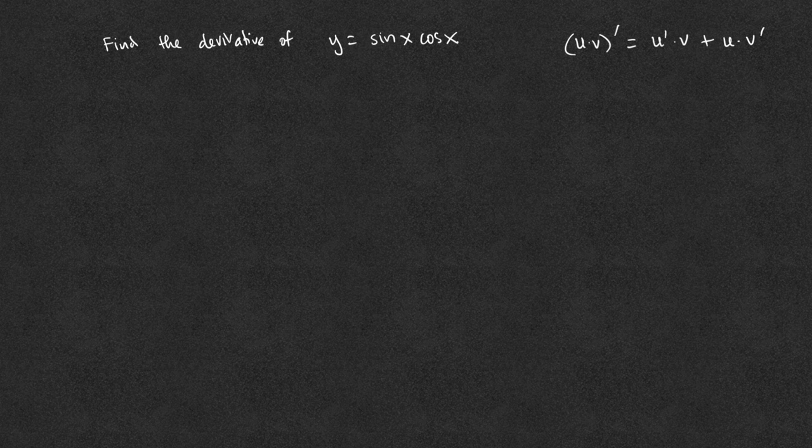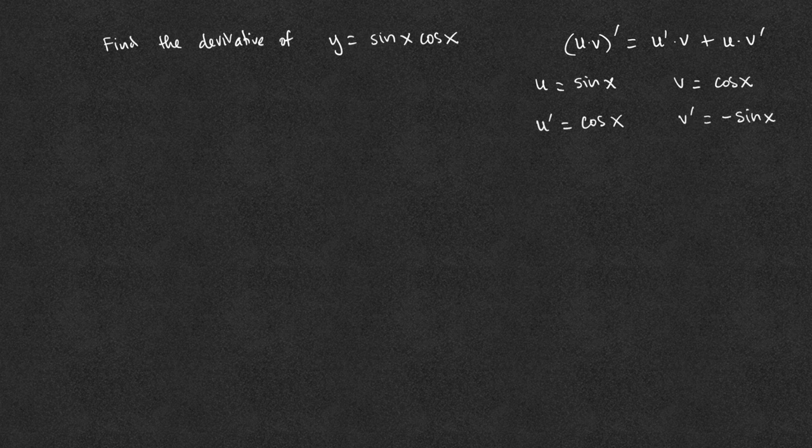In this case, there are two factors. The first factor is u equals sine of x, and the second factor is v equals cosine of x. We can differentiate each of these easily. The derivative of sine of x is cosine of x, and the derivative of cosine of x is negative sine of x.